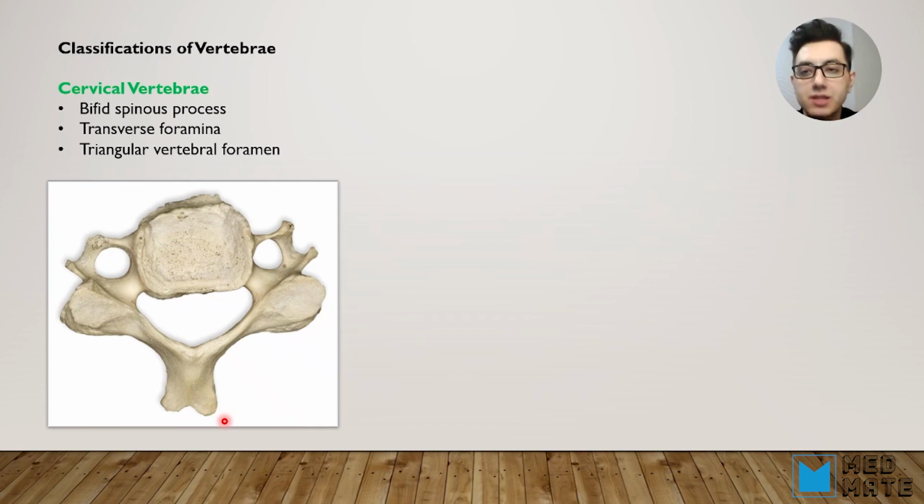Another one is the transverse foramina. Here you can see the transverse foramina, and these transverse foramina give passageways to the vertebral artery and vertebral vein. So they are basically important clinical parts for us. A triangular vertebral foramen is also another sign that can indicate that this vertebra is a cervical vertebra. So you can see that the vertebral foramen has a triangular shape to it.